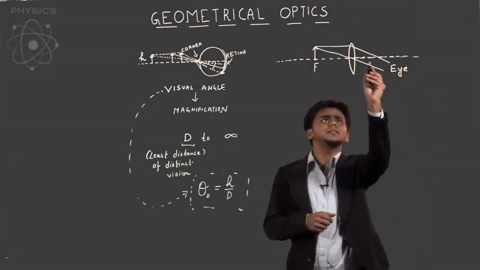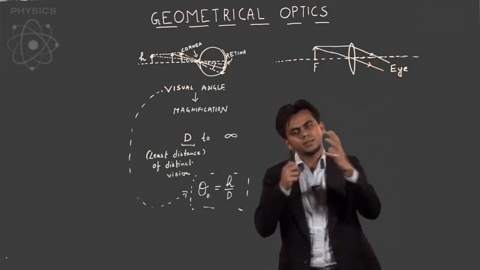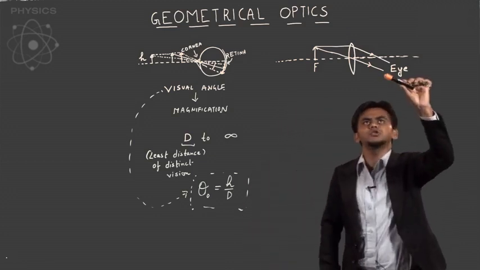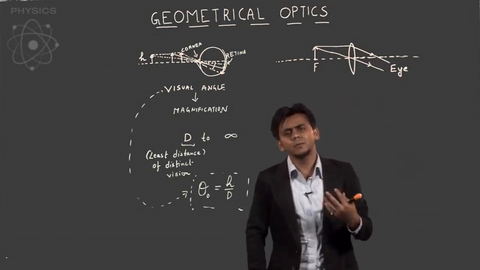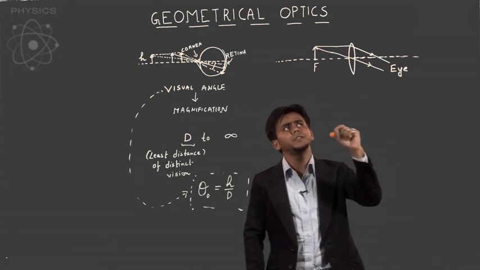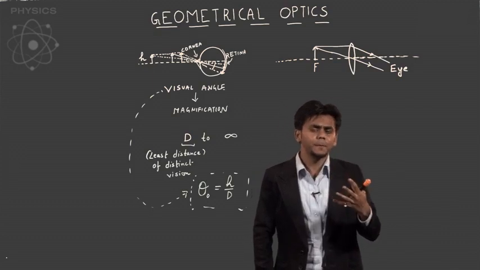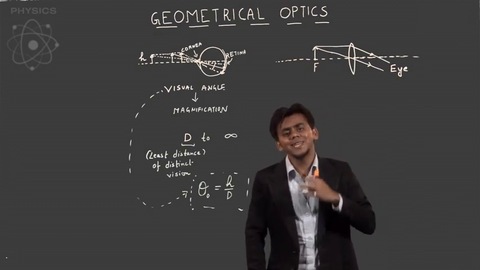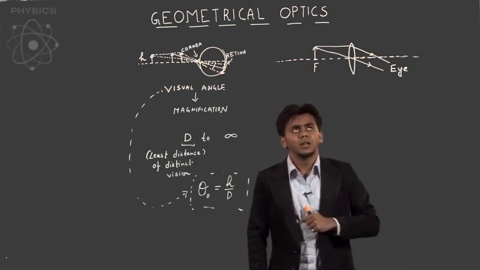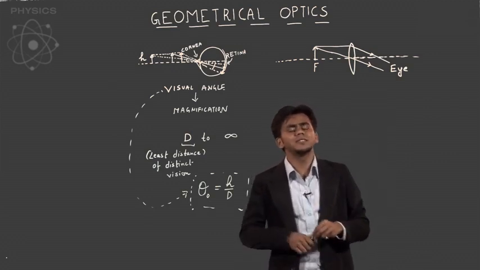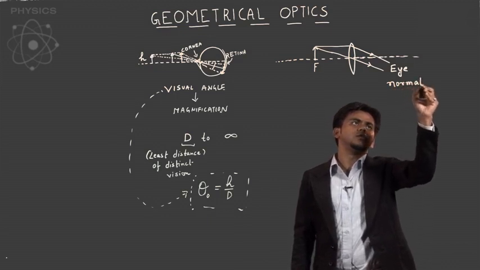And whenever the eye sees that the rays are coming in this direction, it tries to reproduce them backwards. And now it would think that the rays are actually coming from infinity, because parallel rays give the information that the rays are coming from infinity. And whenever infinity is to be seen by the eye, or parallel rays are coming to your eye, the ciliary muscles are under the least strain at this position. And this kind of situation is sometimes known as normal adjustment.